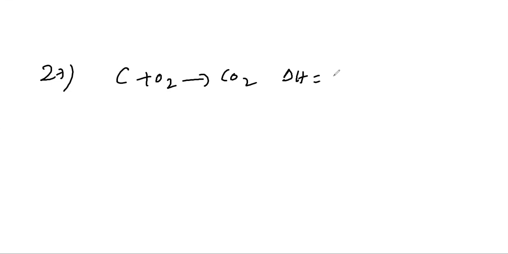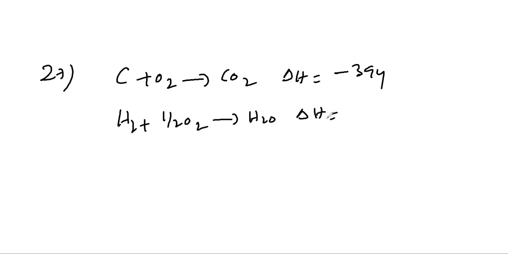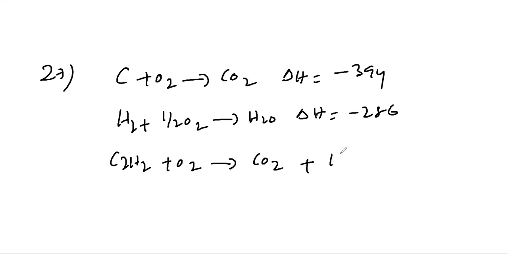Hydrogen is H2 plus half O2 gives rise to H2O. Delta H value will be how much? That is minus 286. Next, C2H2 plus O2 gives rise to CO2 plus H2O. Here, for hydrogens to carbons, you have to take 2. Next, how much are you going to get? 5 by 2 O2.